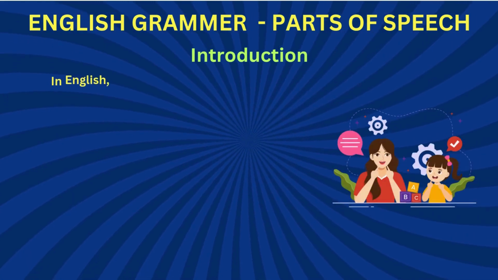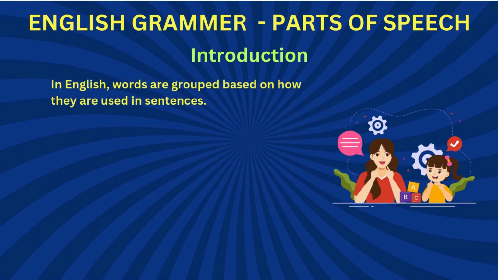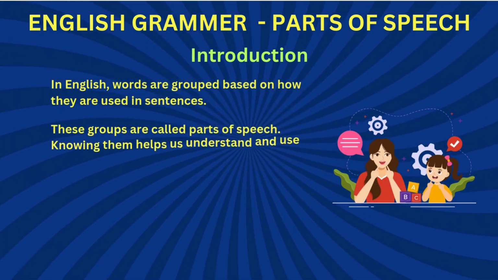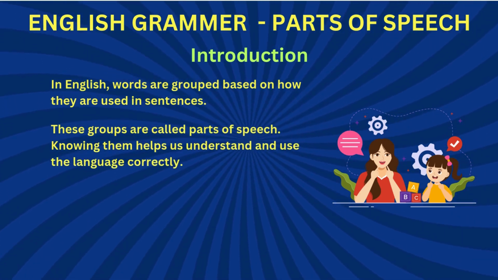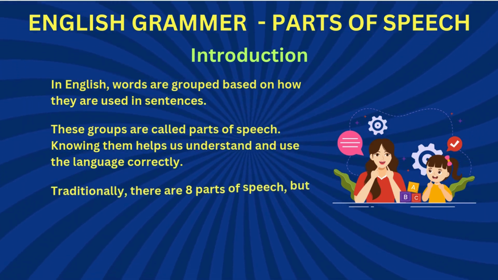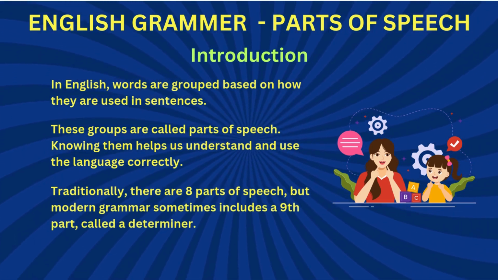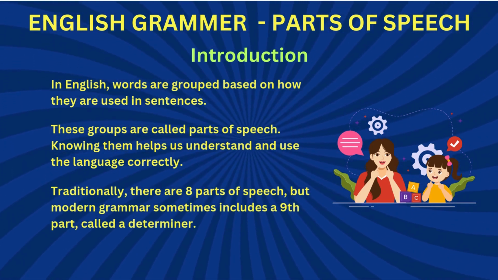Introduction. In English, words are grouped based on how they are used in sentences. These groups are called parts of speech. Knowing them helps us understand and use the language correctly. Traditionally, there are 8 parts of speech, but modern grammar sometimes includes a 9th part, called a determiner.